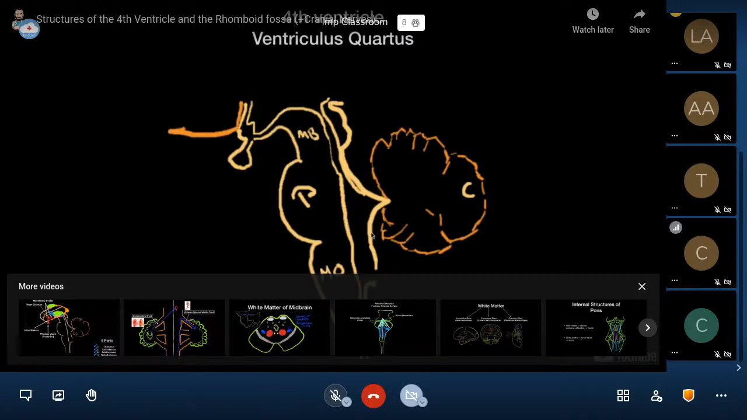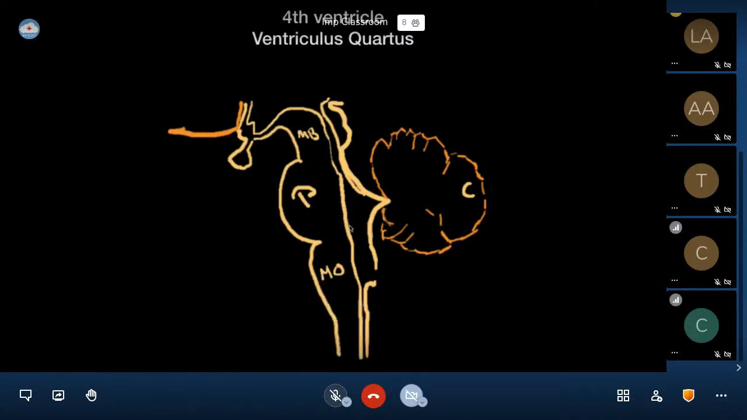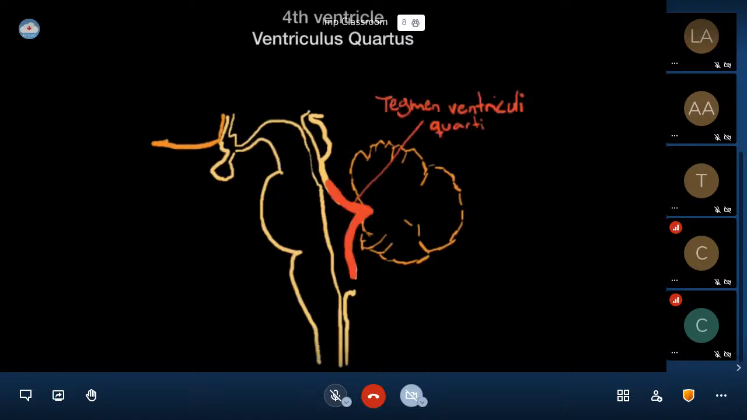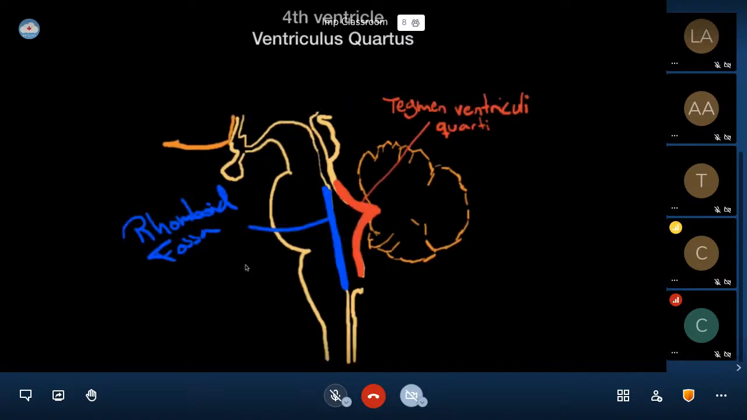screen. Okay. Fourth ventricle. So as you see, it has a tent shape or a pyramid shape. It depends on your imagination. To me, it looks more like a tent, because here you walk in and you can chill in your tent. So the roof of your tent is right here. The roof of your tent is called the tegmen ventriculi quarti, and the base of the tent is called the rhomboid fossa. I'm going to talk more about the rhomboid fossa later in this video, but now let's focus on the structures of the fourth ventricle.